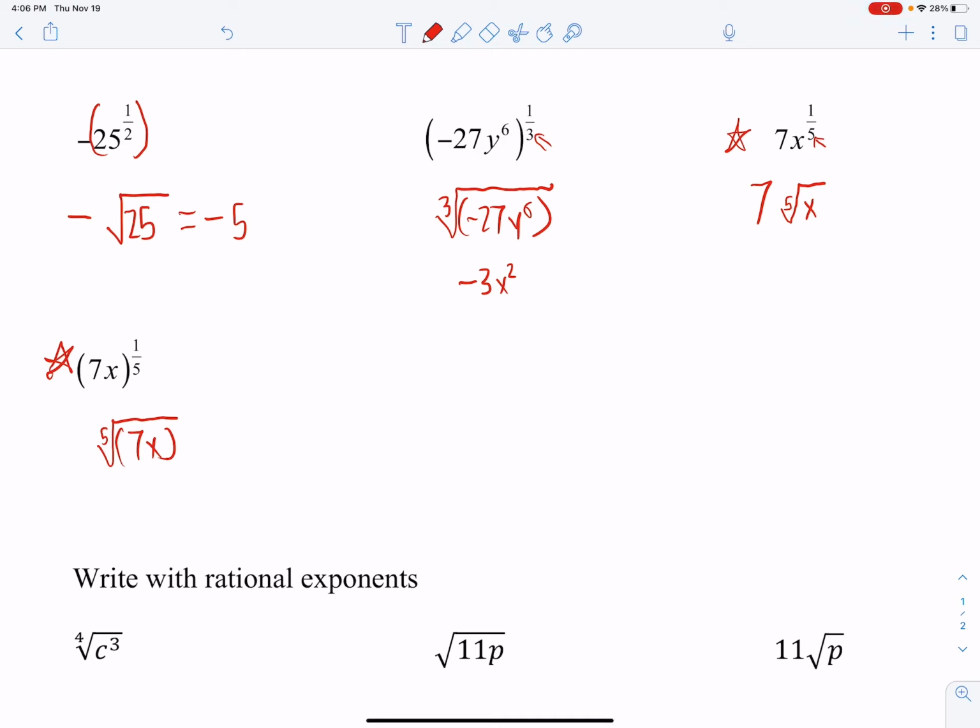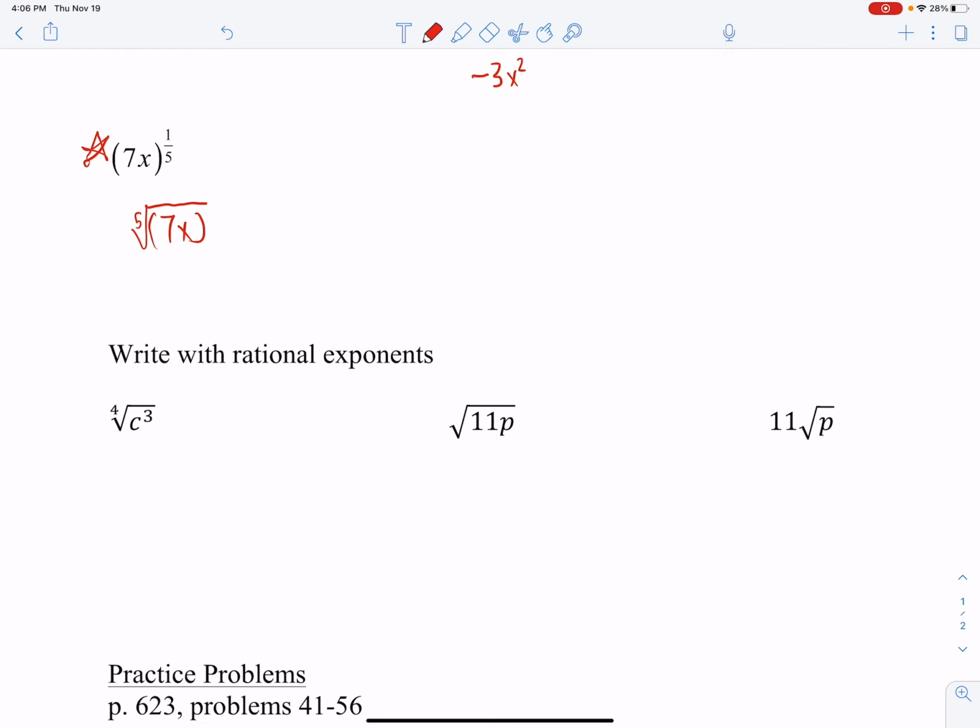It's very important. The next bit, we're working backwards. We're starting with the root form and writing it with fraction exponents. So our first one there, we begin with the 4th root of c to the 3rd. So here's what I do. I start with whatever's under the root, which in this case is c to the 3rd. But because it's a 4th root, I need to make the bottom number of my exponent a 4. So it'd be c raised to the 3/4.